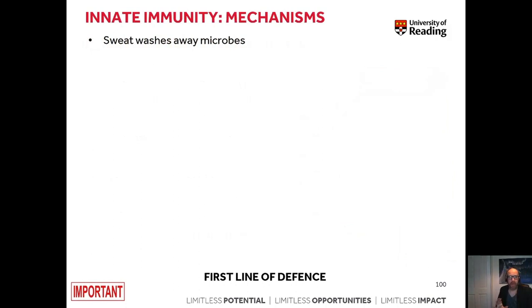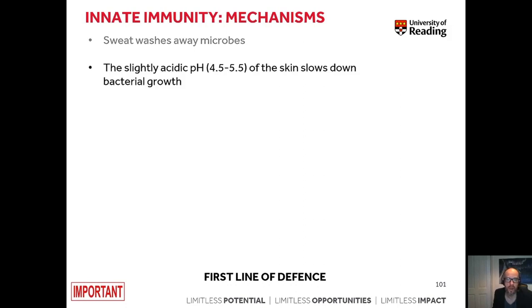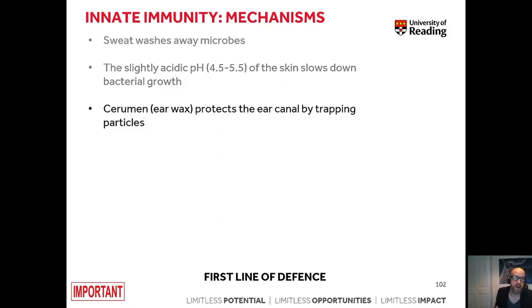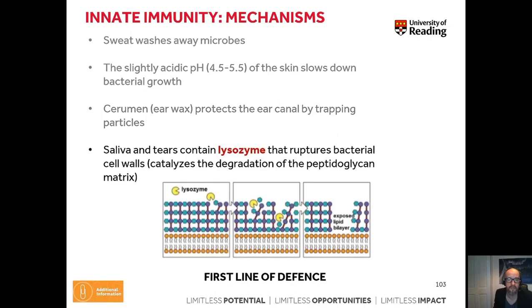In addition to barriers and pH and microbiota, sweat also plays an important role in preventing infections because it simply washes away microbes. Also, the slightly acidic pH of the skin slows down bacterial growth. Cerumen, earwax, protects the ear canal by trapping particles, and last but not least, saliva and tears contain an enzyme called lysozyme. Lysozyme ruptures bacterial cell walls because it catalyzes the degradation of the peptidoglycan matrix, and this is something you probably heard about in your microbiology lecture series delivered by Dr. Black.